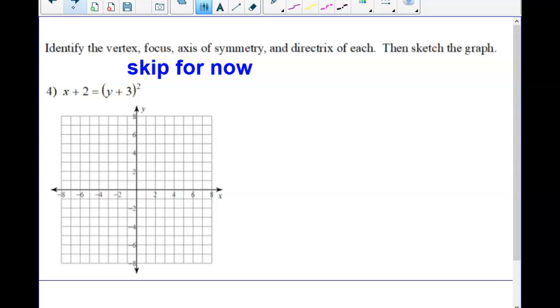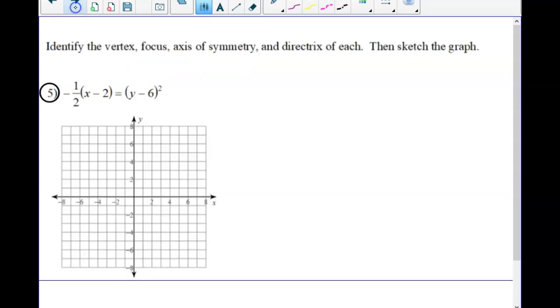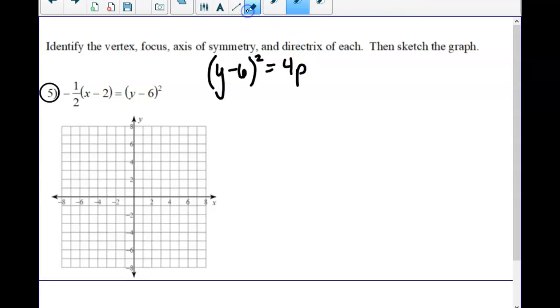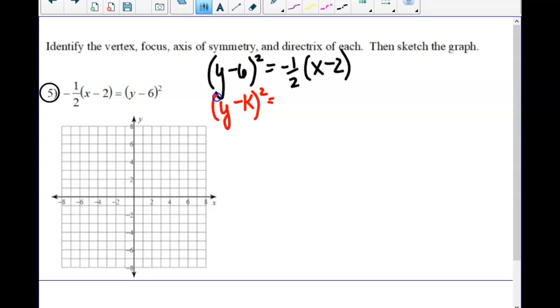All right, I'm gonna skip 4 for right now. Let's do 5. I'm gonna rewrite it so that it's in the order that your reference sheet goes. It has y minus 6 equals negative 1/2 times x minus 2. Then what I was gonna do is put underneath it the form from your sheet, y minus k squared equals 4p times x minus h.